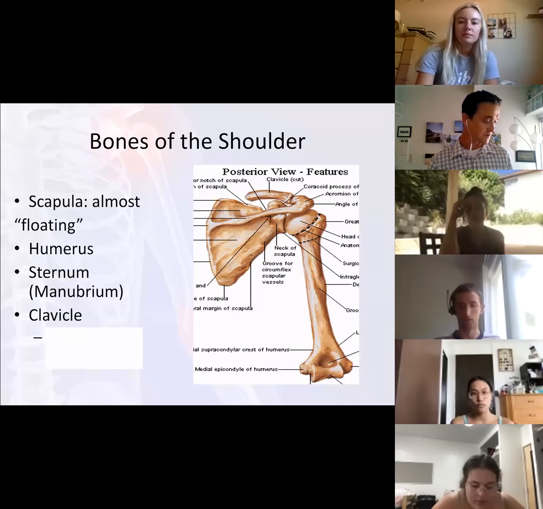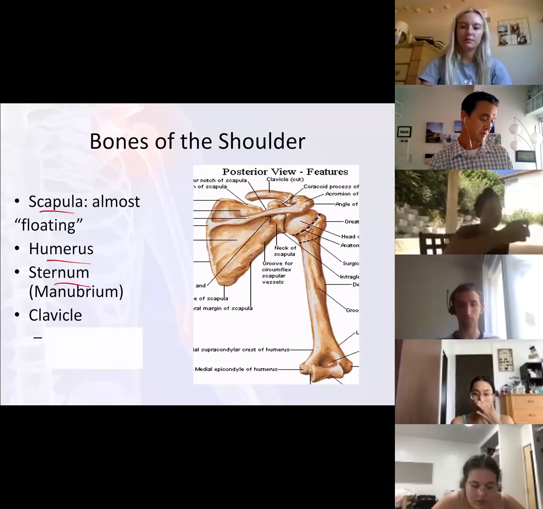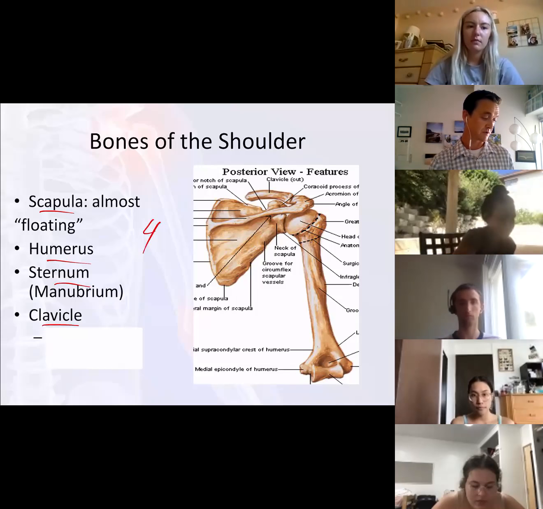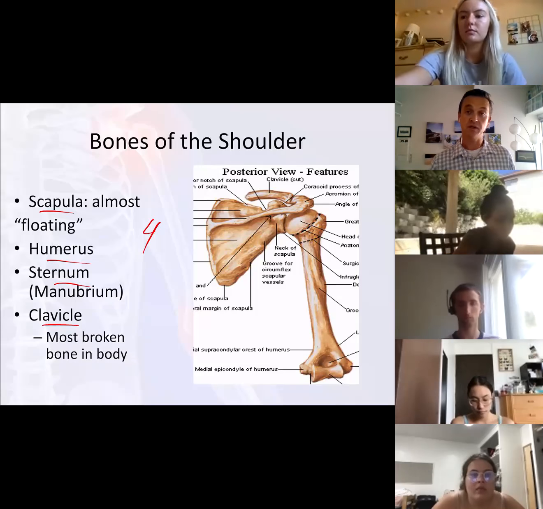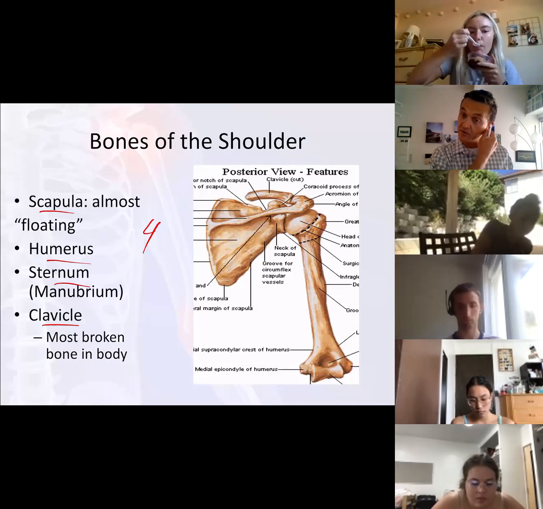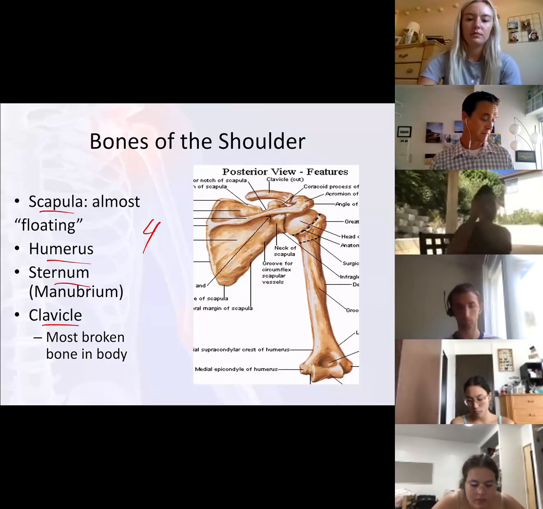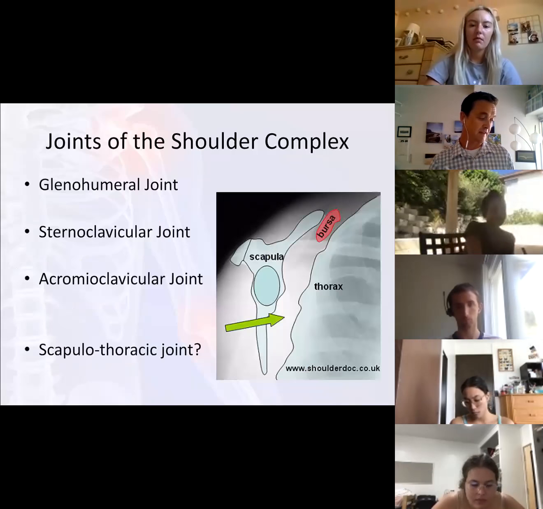Okay, so the bones of the shoulder. We've got the scapula, humerus, sternum, and clavicle. So there's 4 bones in the shoulder. The clavicle, just as a little factoid there, is the most broken bone in the body. You probably mentioned that in lab as well. Okay, so we've got these 4 bones in the complex. And then there's really 3 bony articulations.